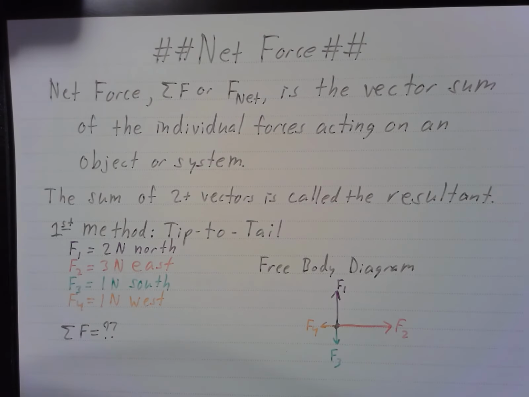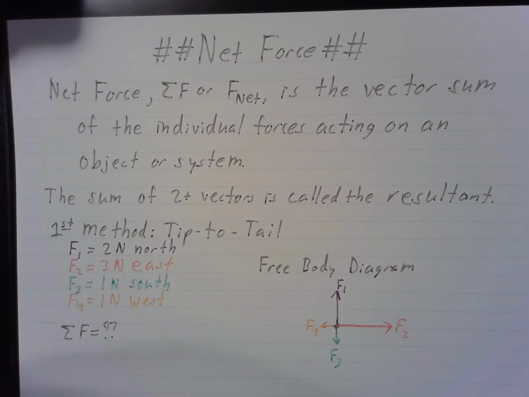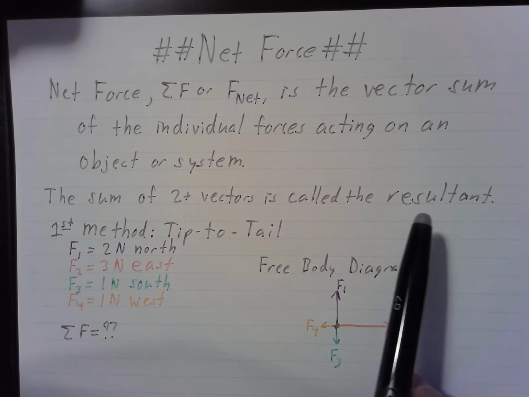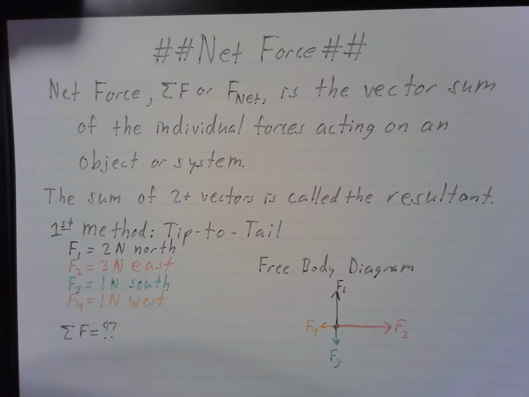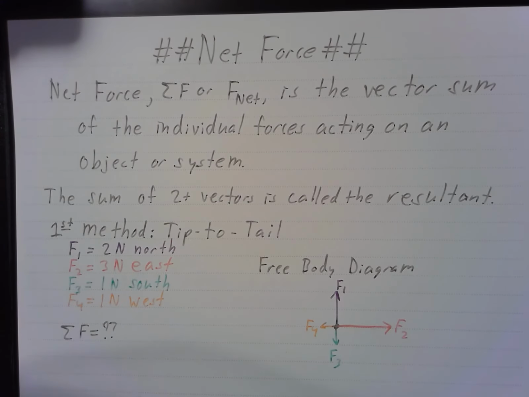Now, vector sums are special. You can't just add vectors like you would when adding numbers in arithmetic, because vectors have direction, so we have to take the direction of vectors into account. Whenever you add vectors, the result of your vector addition is called the resultant. And so the net force is the resultant that you get when you add all the individual forces acting on an object. There are two methods to find the net force.